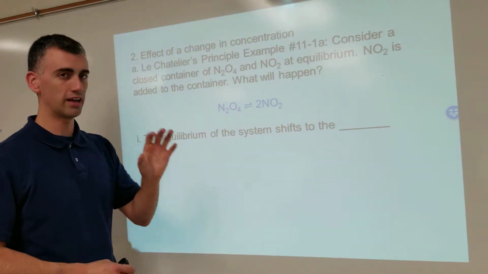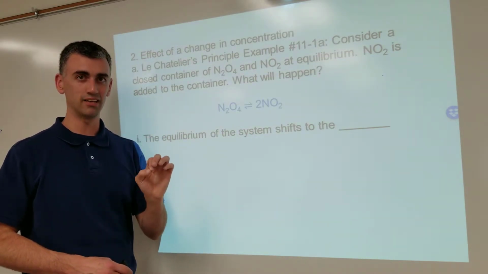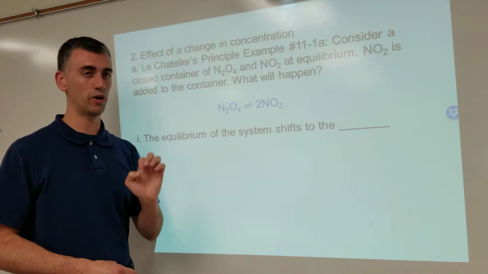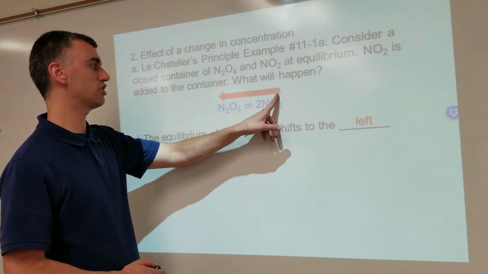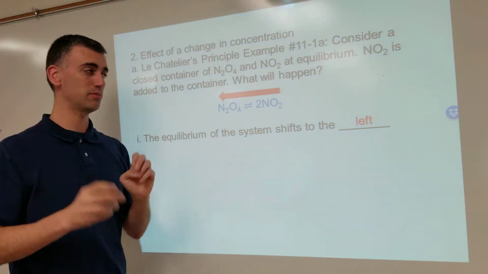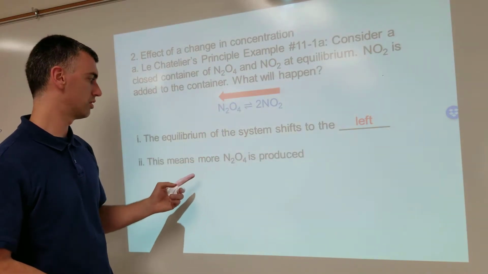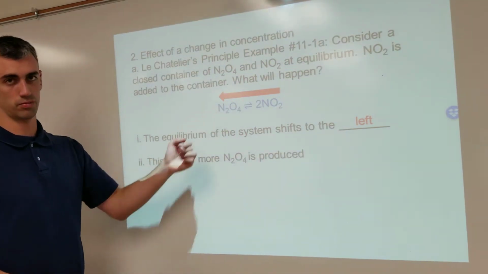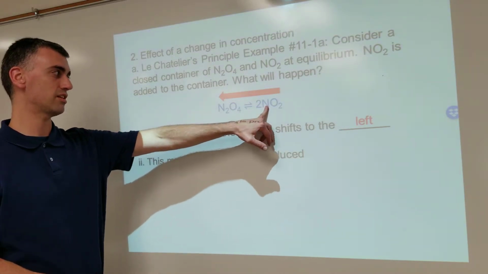Whatever I add, and you need to repeat this to yourself, whatever is added, the reaction shifts away from it. That means if you add what's on the right, it shifts away from the right toward the left. What shifting toward the left means is you're going to produce more of whatever's on the left side of the equation. So that means more of this produced. That's going to be the effect of adding more of this, is you get more of this made.